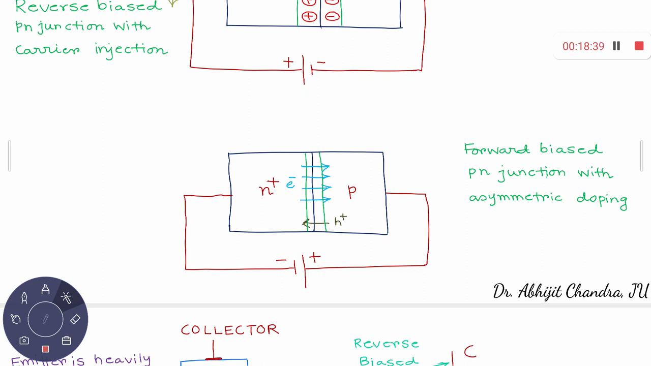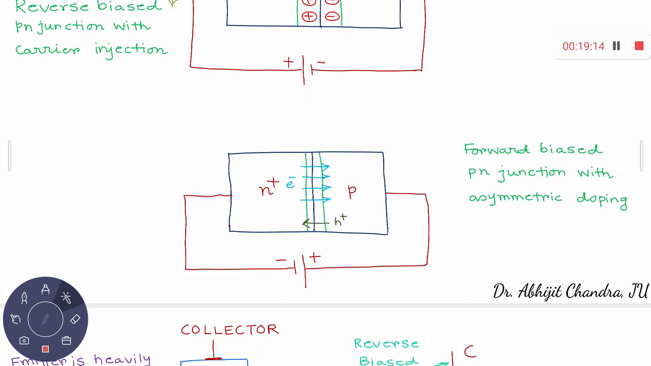Now it's a forward bias p-n junction, right? Since it's forward biased, we have more electrons present on the N side and more holes present on the P side. So what happens? These electrons will move from this side to that side, and holes will move from that side to this side. Since holes and electrons are moving in these directions, ultimately there is a positive forward current flowing from the P side to the N side.